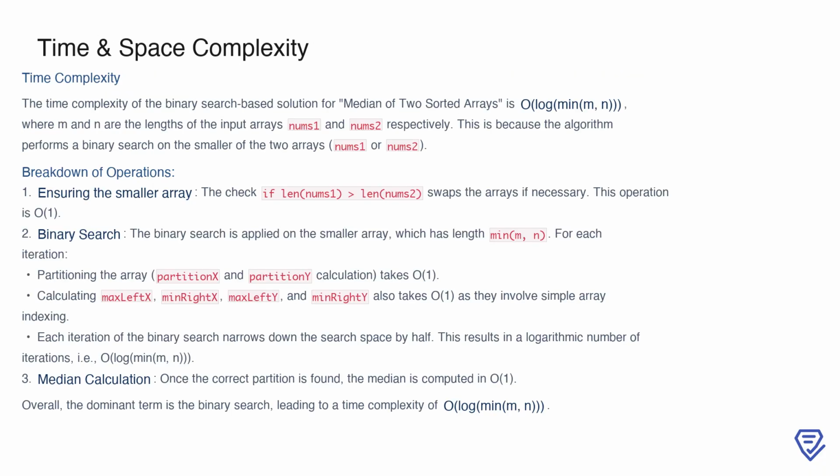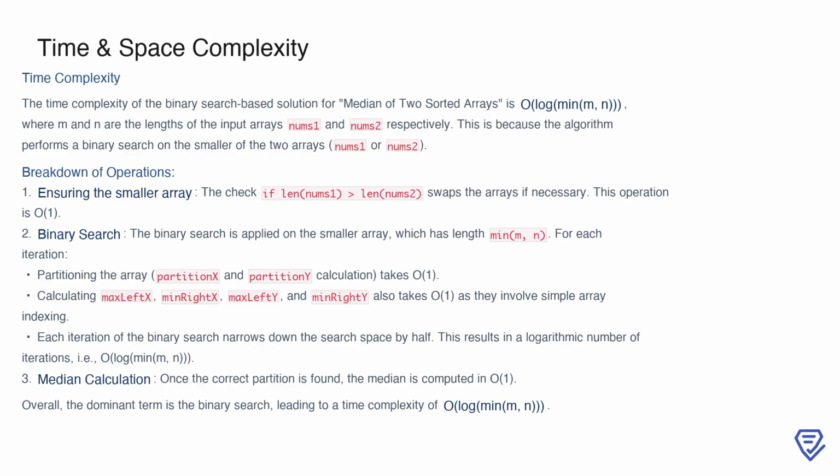The time complexity of the optimized solution for finding the median of two sorted arrays is O(log(min(m, n))), where m and n represent the lengths of the two input arrays. This efficiency is achieved because the algorithm applies binary search on the smaller of the two arrays, significantly reducing the search space. To break it down further, the initial step ensures that the binary search is always performed on the smaller array, which is an O(1) operation.